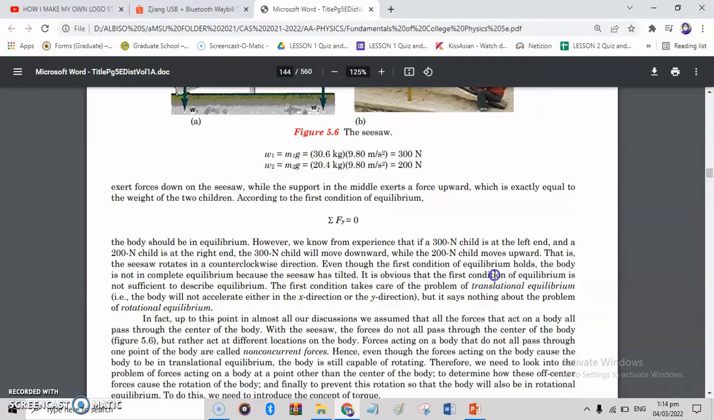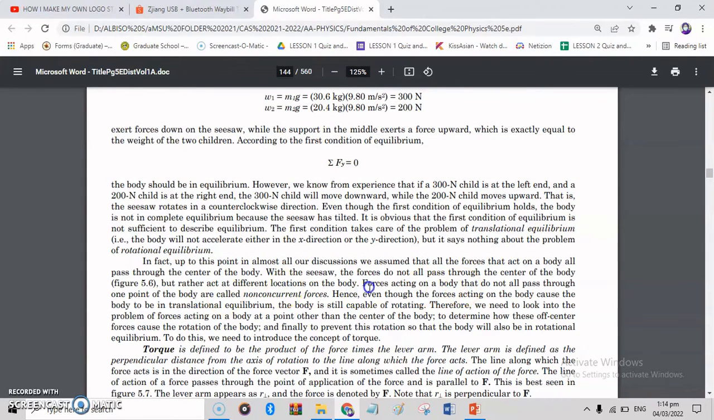Now, it is obvious that the first condition of equilibrium is not sufficient to describe this equilibrium. So the first condition takes care of the problem of translational equilibrium. What is this translational equilibrium? It says nothing about the problem of rotational equilibrium. It is also what we call rotational equilibrium. So, forces acting on a body that do not all pass through one point of the body are called non-concurrent forces.